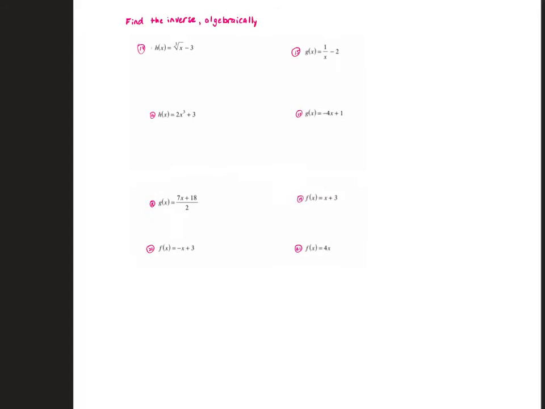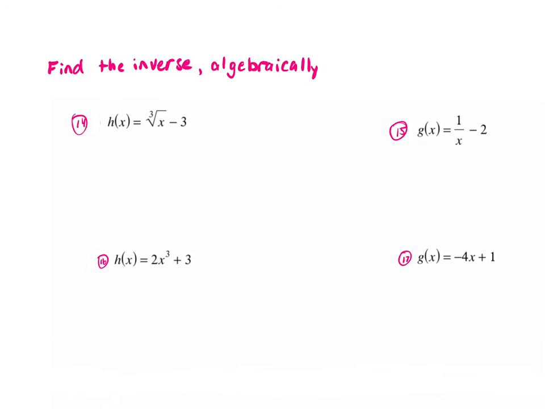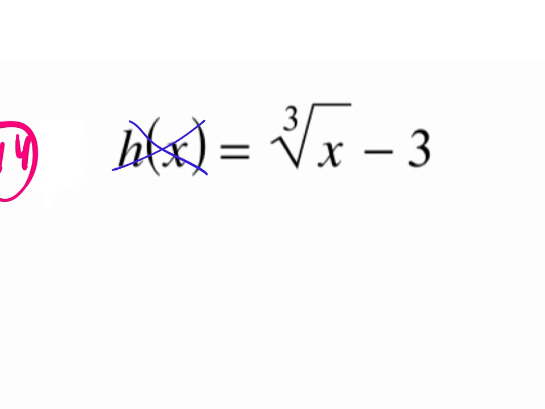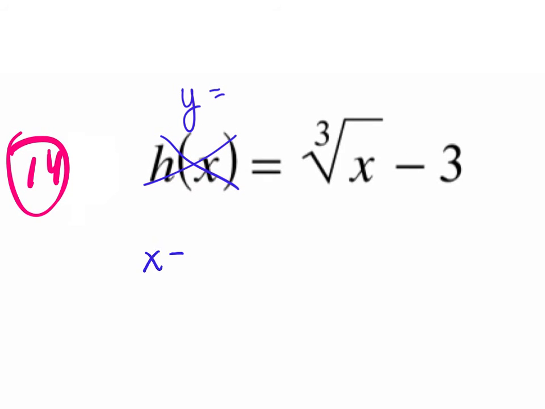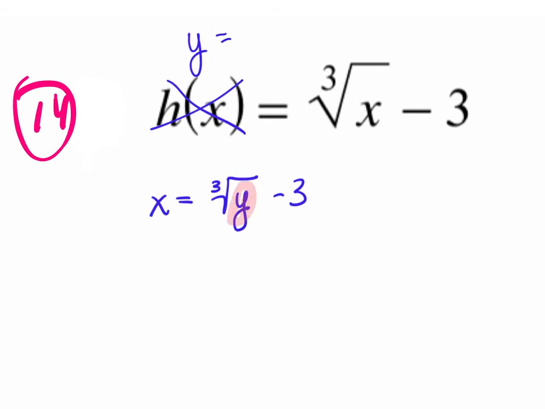Okay, let's talk about inverses then. Inverses algebraically. There are steps you have to follow in order to get these correct. The first thing I need to do, and you need to show me these steps when you do this, is cross out the f of x, h of x, whatever, and make it a y. Then what do we do? We switch the values of x and y. So this becomes x equals the cube root of y minus 3. I want to get y all by itself now. We're trying to isolate y. So I'm going to add 3 to both sides. So I have x plus 3 equals the cube root of y.